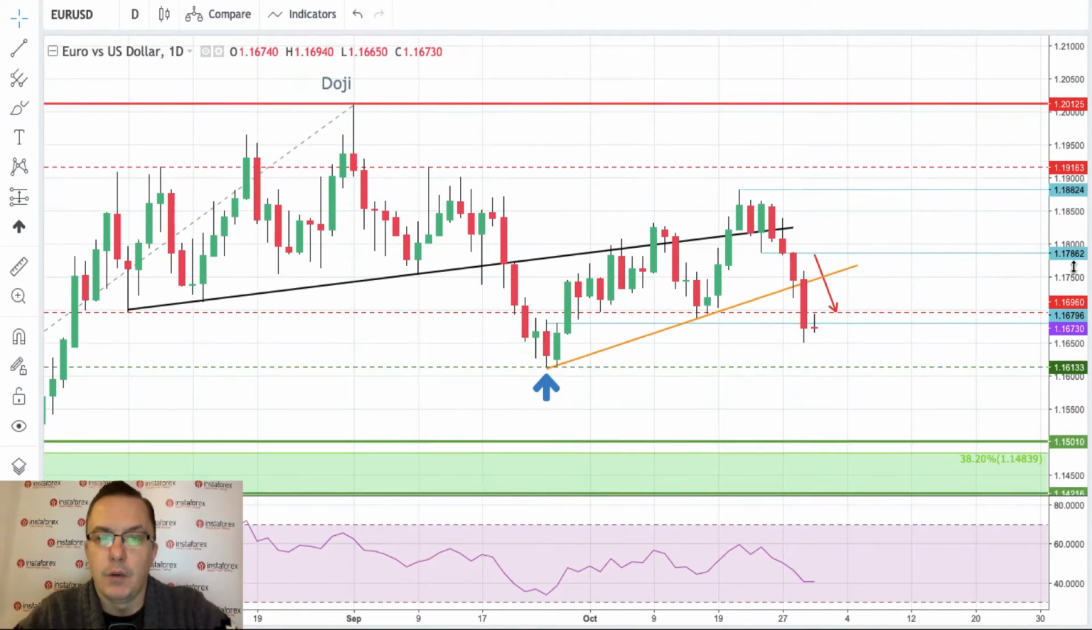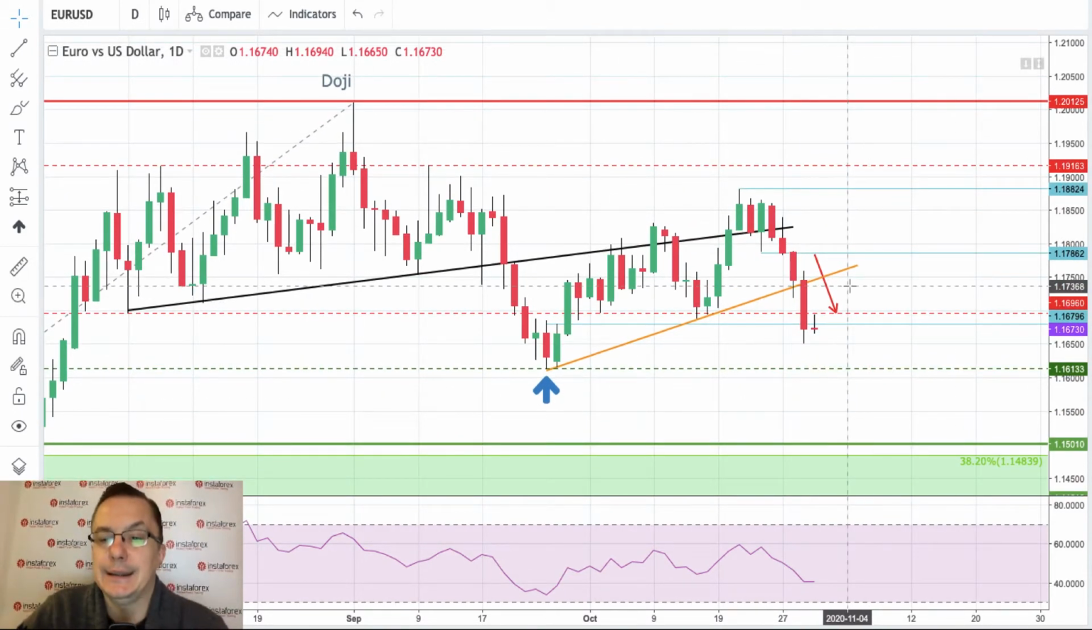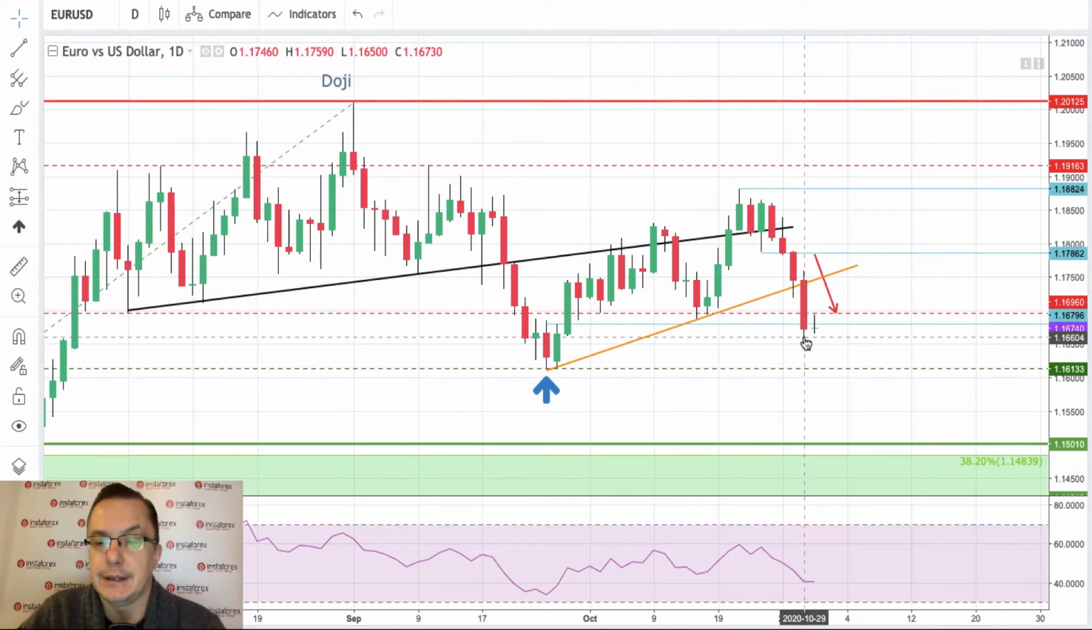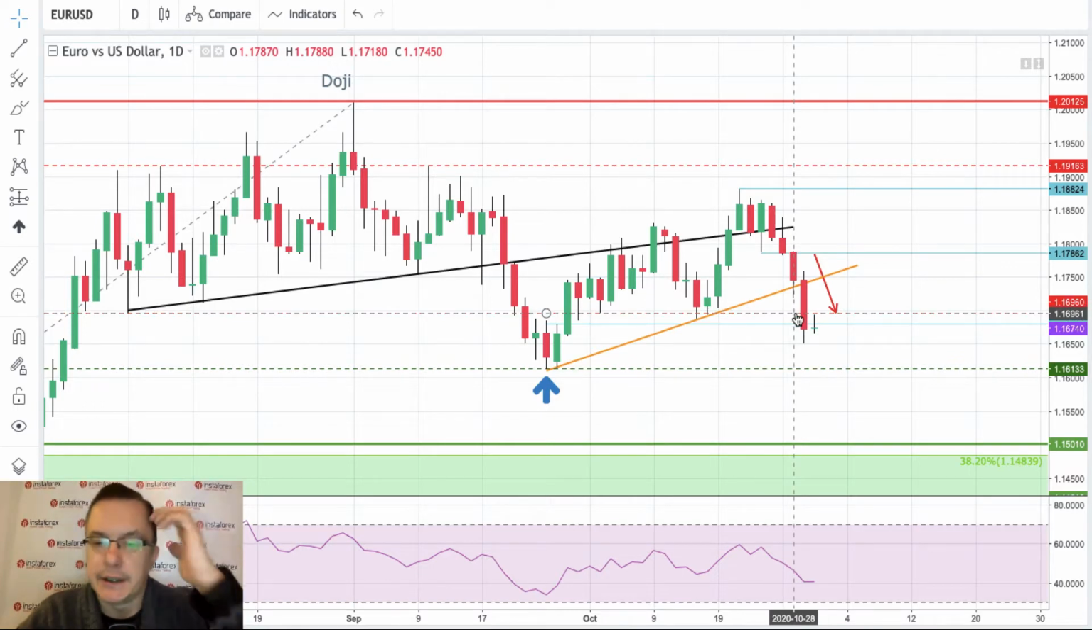As you can see, what we have here is in line with our scenario. So the arrow points down towards the level of 1.1679. This level has been clearly violated. The daily candle has closed at the level of 1.1673, so that's below the technical support. So now this level will act as a resistance, of course.